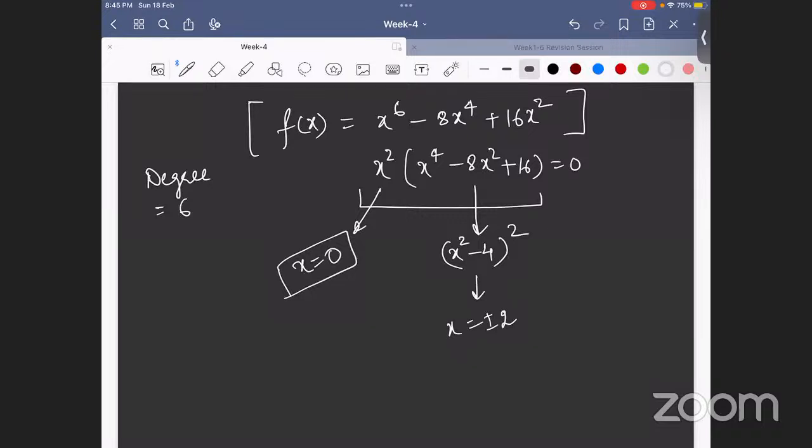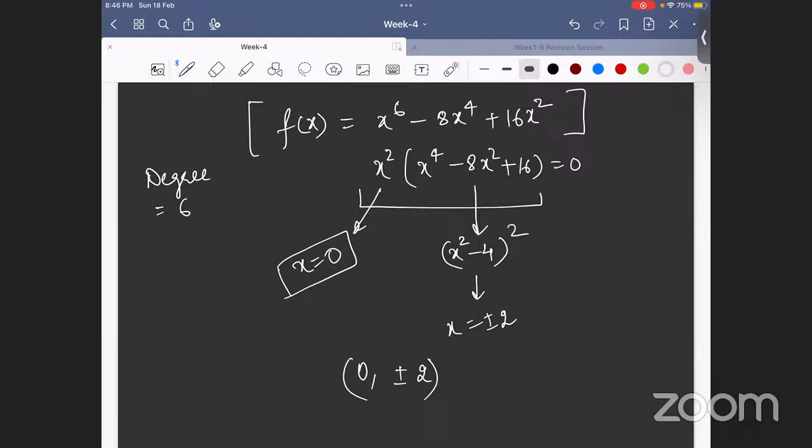3 or 4? I see 3: 0, plus 2 and minus 2, right?